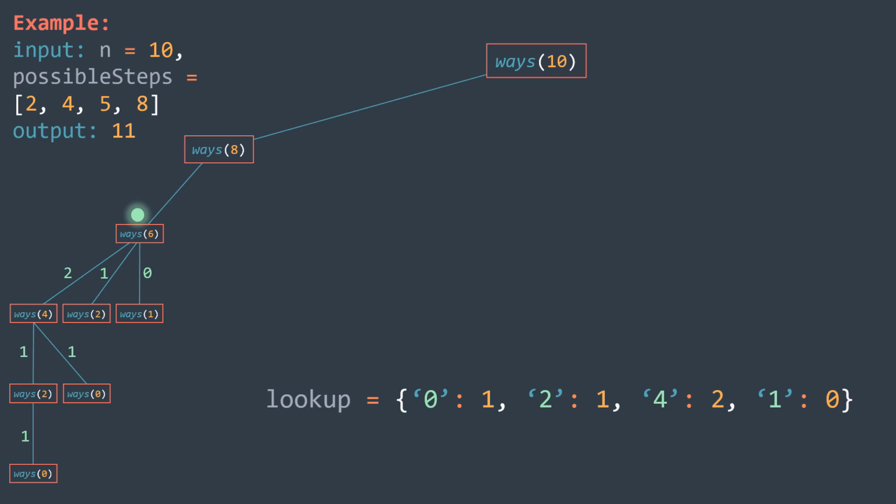6 minus 8 is negative, so the sum is 2 plus 1 plus 0, which is 3. We store it in the lookup map and we return.